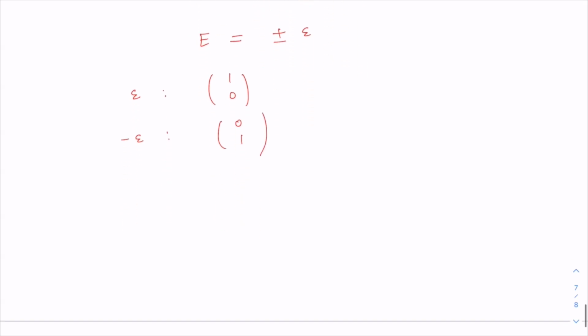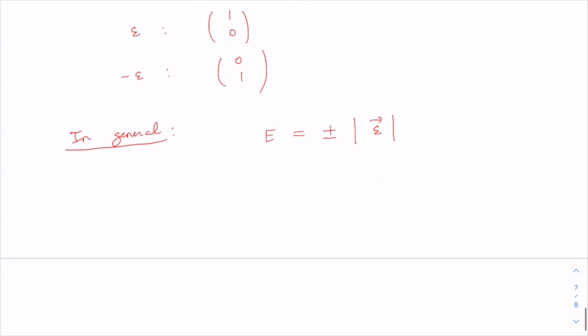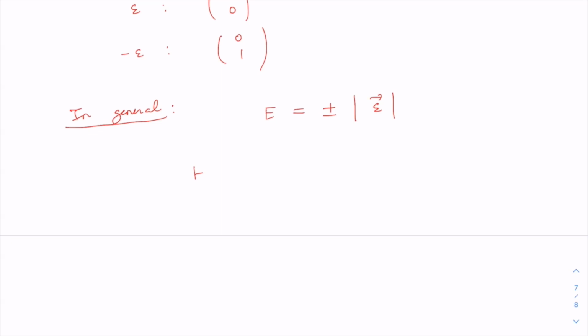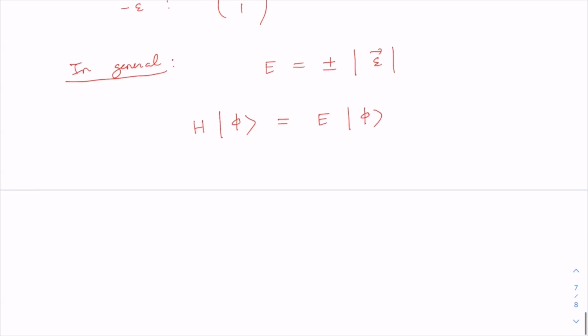In the general case, it can be shown that the eigenvalue would be given by E equal to plus minus modulus of this epsilon vector. Let me show you the proof. We have this eigenvalue equation, H is the operator, the eigenstate is ket phi and the eigenvalue is E. Let me first write H as epsilon dot sigma. It's applied on the eigenvector ket phi, and we have E phi.